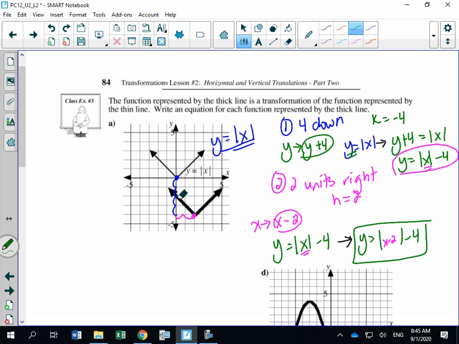That's the transformed equation of this thick line here. And the original equation underwent 2 transformations. It went 2 units to the right and 4 units down. And remember, you have to understand, you have to be able to write this replacement notation. So I'm just boxing in what the replacement notation was.